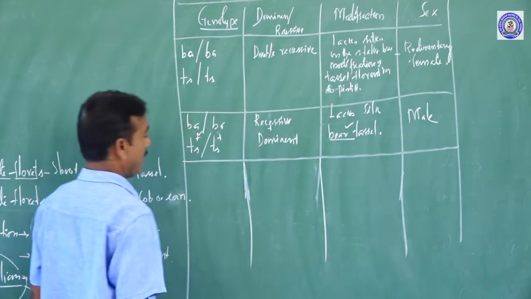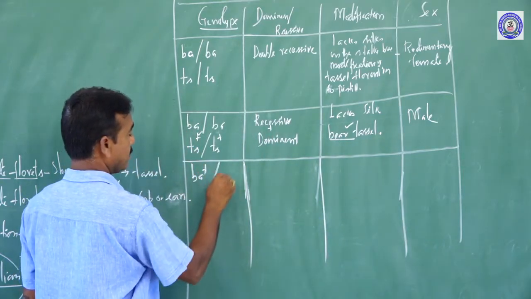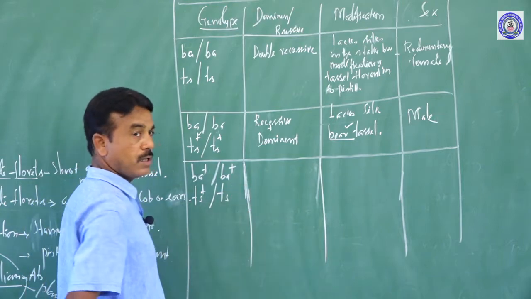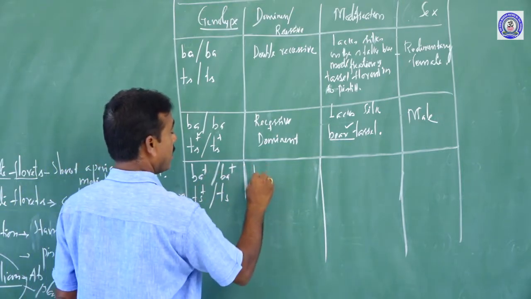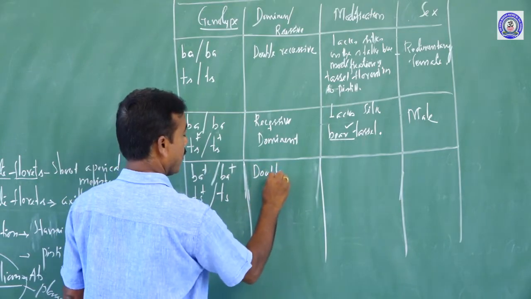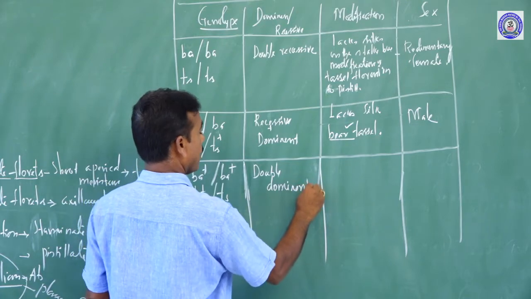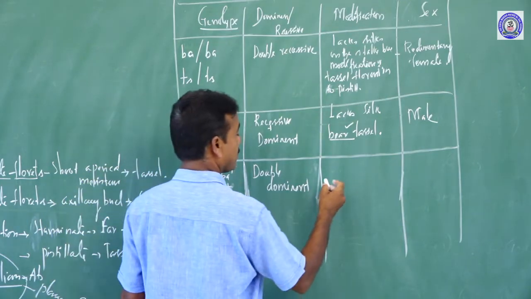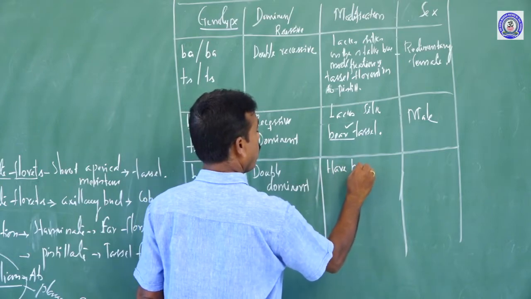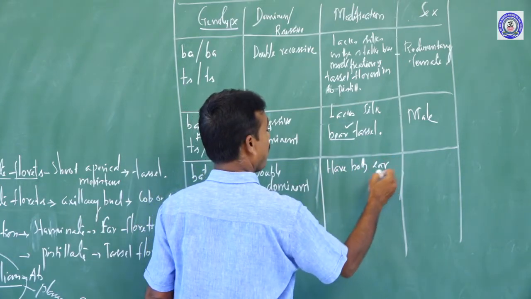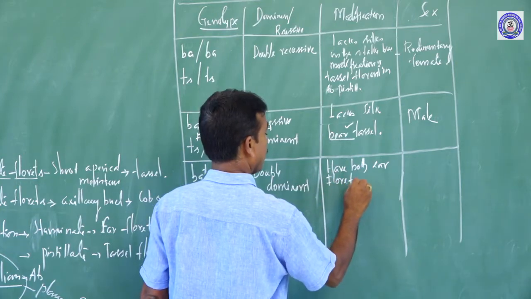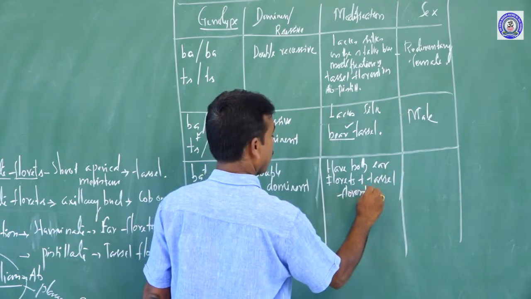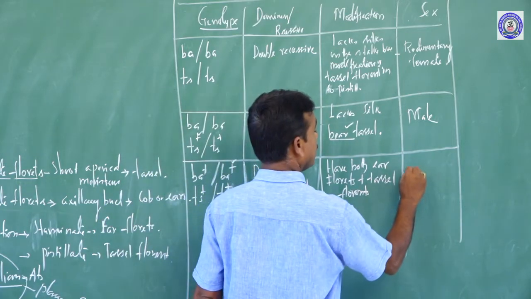The third one is ba+/ba+, ts+/ts+. Both are dominant, so it is commonly called double dominant. When both are dominant, both ear florets and tassel florets appear. So this is commonly called a monoecious plant.